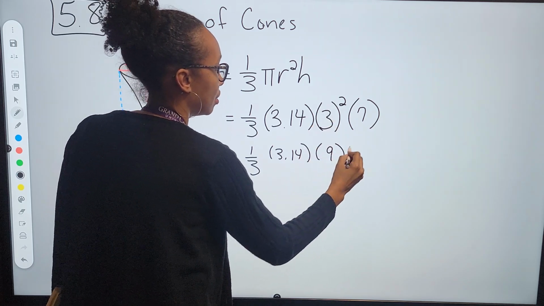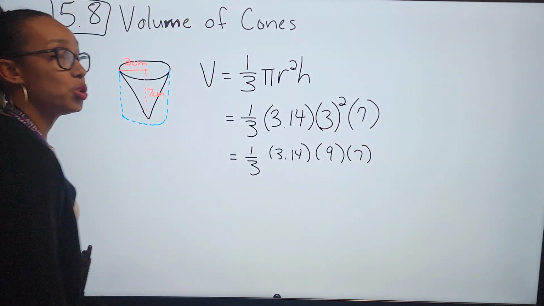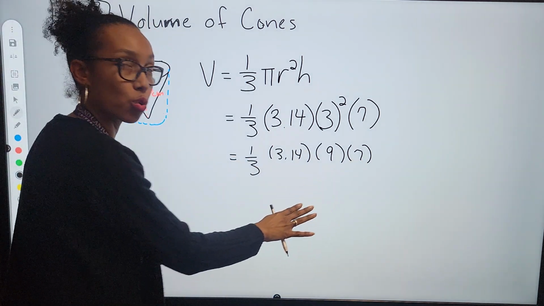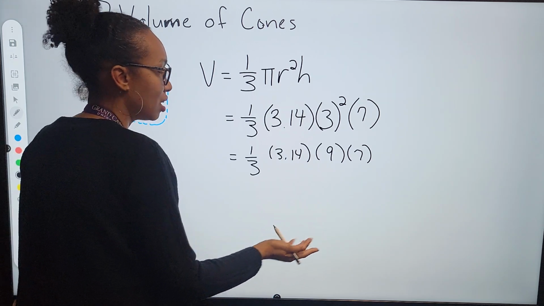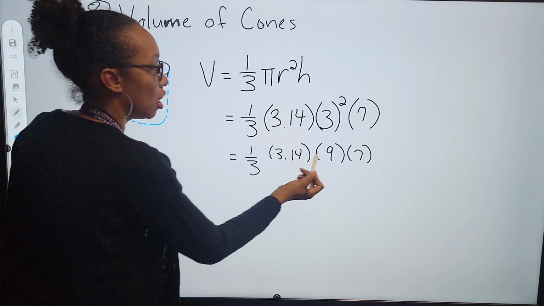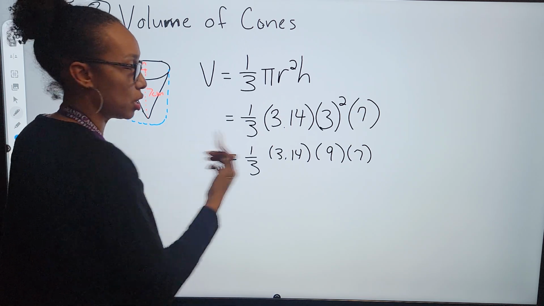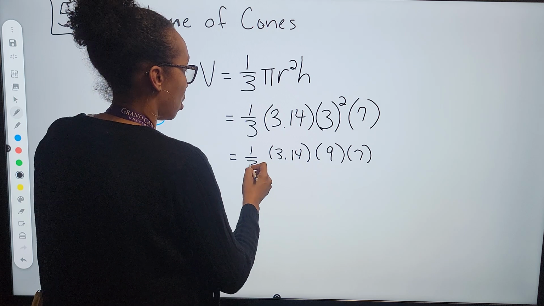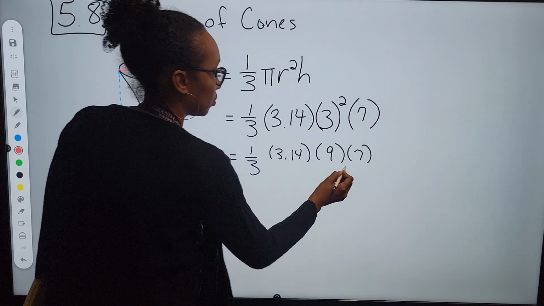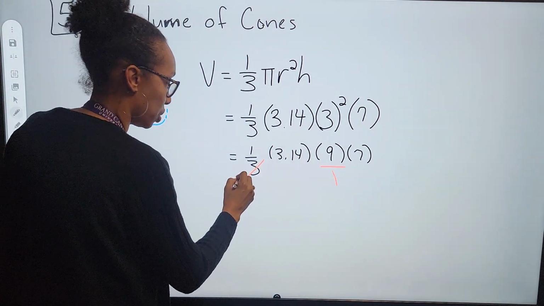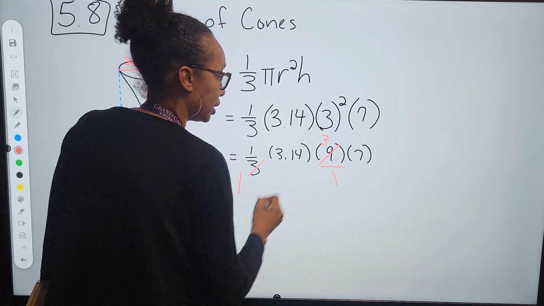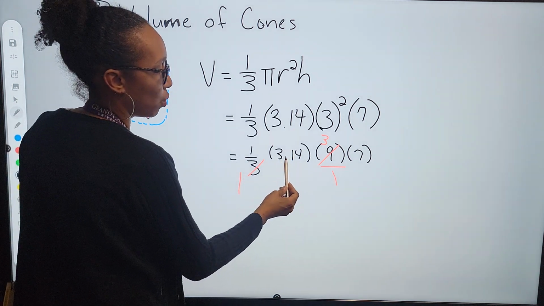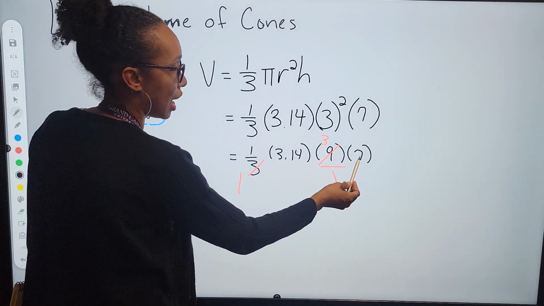Three times 3 is 9. Okay. You can look at this as the fraction, and all of these would be over 1, if you want to look at it that way. Or you can take 1/3 of one of these numbers. I would take 1/3 of 9, just because 9 and 3 have a common factor. If I take 1/3 of 9, 3 goes into 3 once, 3 goes into 9 3 times. So now this is just 1, and now I have 3.14 times 3 times 7.